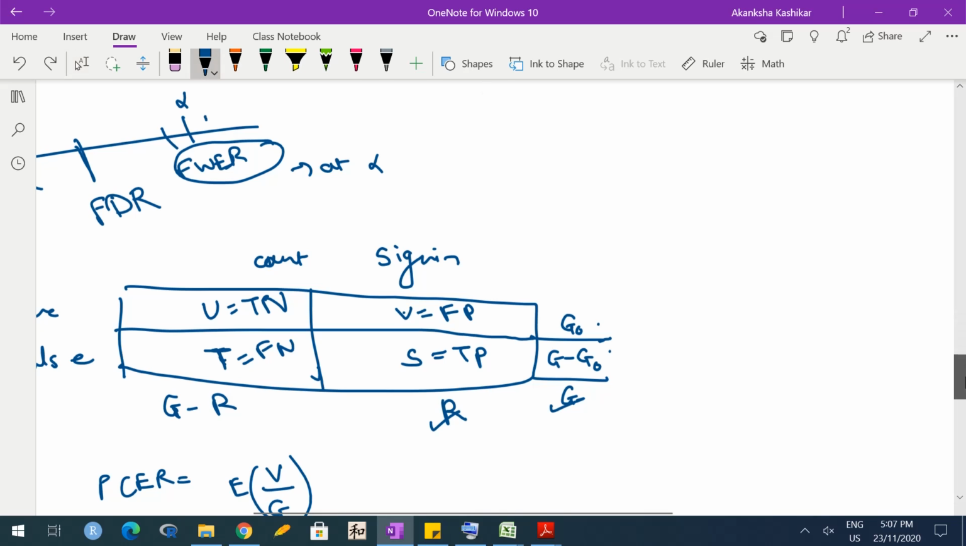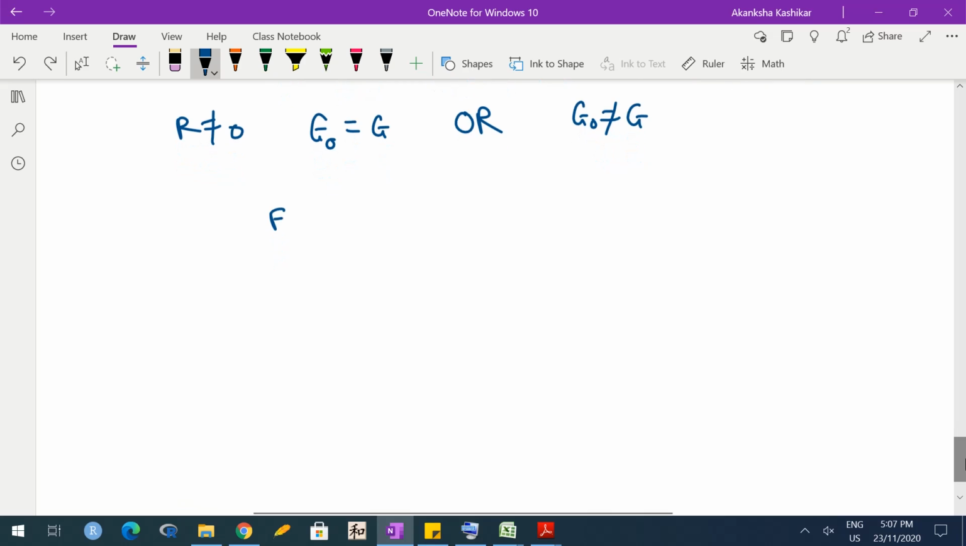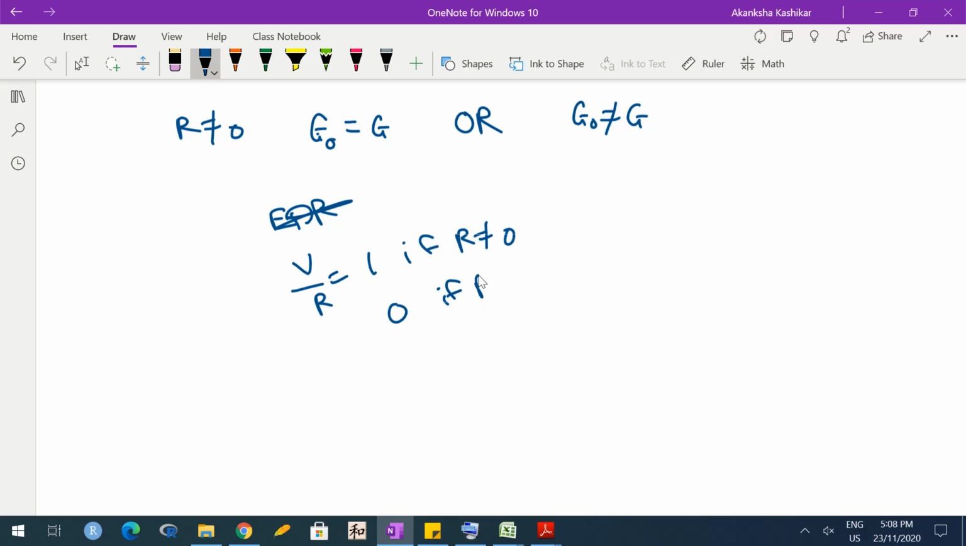Okay. So otherwise, even if you don't want to go to the table, if G0 equal to G means all the null hypotheses are true, then whatever rejections there are, all of them have to be false rejections. So in that case, my ratio V by R would be equal to 1 if R is not equal to 0, and it would be 0 if R is equal to 0. Right? So expectation of V by R actually becomes the probability of V by R being equal to 1.